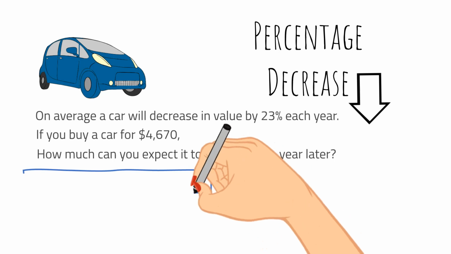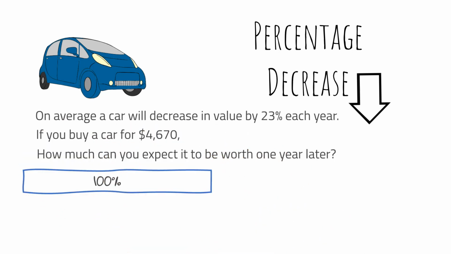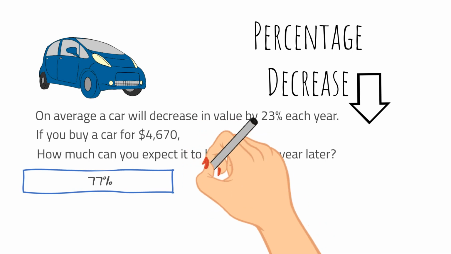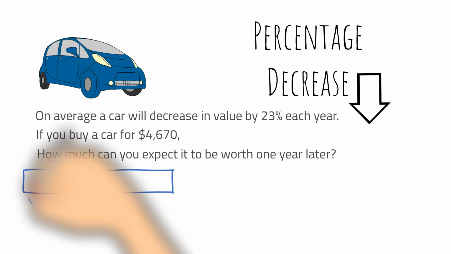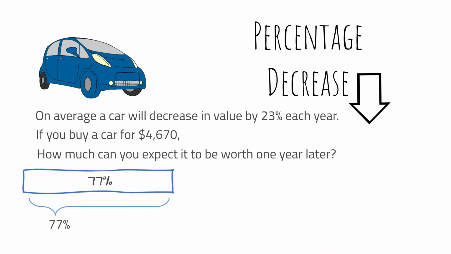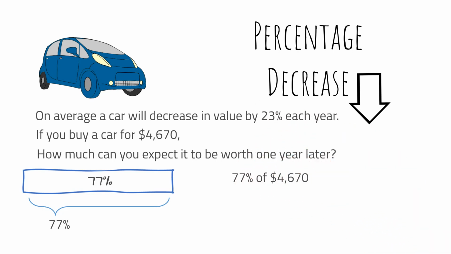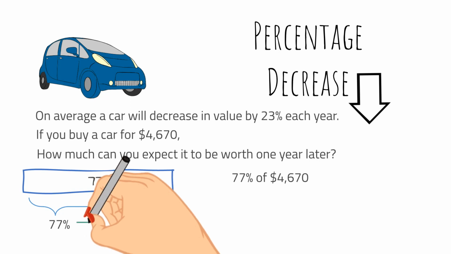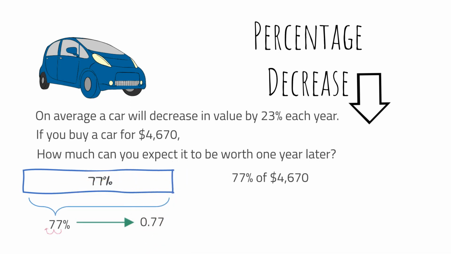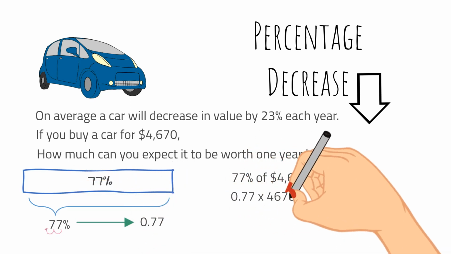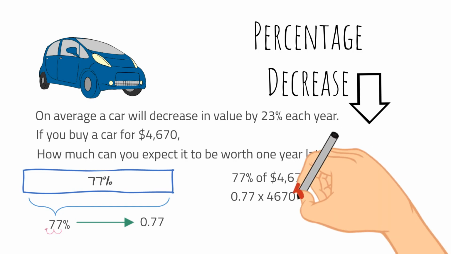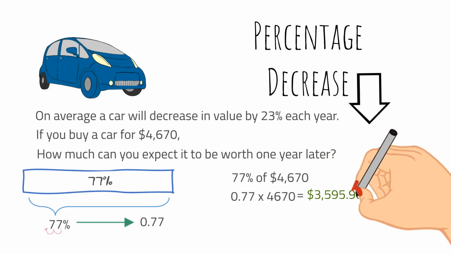Let's see this problem visually again. Here is the original price of the car, and I want to remove 23% because it's a decrease. Well, that leaves me with 77% because I'm just going to get rid of that 23%. So really, if I'm left with 77% of the value, then I want to find 77% of 4,670. Convert that to a decimal multiplier and multiply by the original value of the car. And I get $3,595.90.